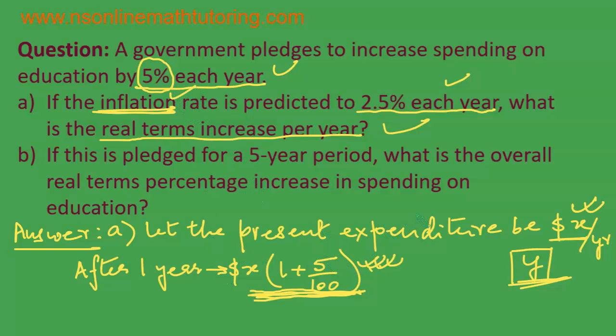So what will be its real purchasing power? What will its real terms value be? Only after getting the real term value can we say what is the real term increase. So first of all, let us find the real term value. For that, we have to divide this whole thing by 1 plus, since the inflation rate is 2.5%, it is 1 plus 2.5 over 100. Since we are taking just 1 year, the power is always 1 for the numerator and for the denominator, it is the same, equal to 1. Okay. So what is this equal to?